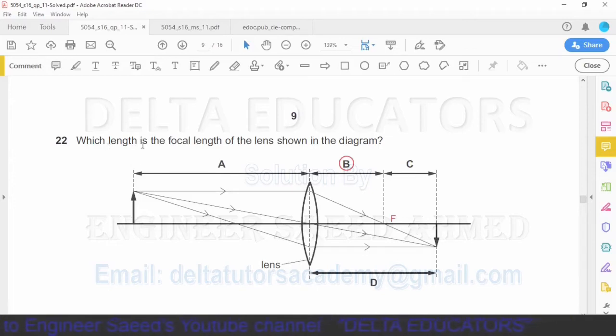It is asked here which length is the focal length. So in option B, the length shown is the focal length of the lens.